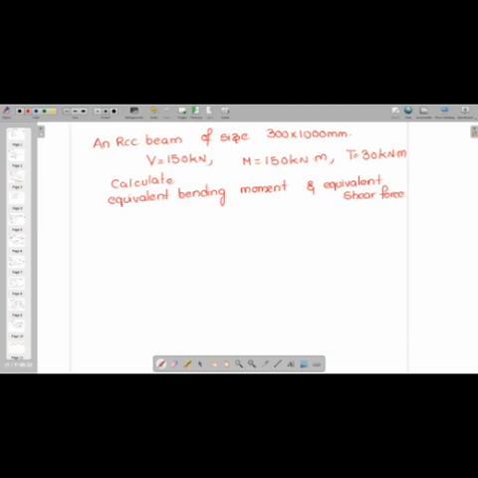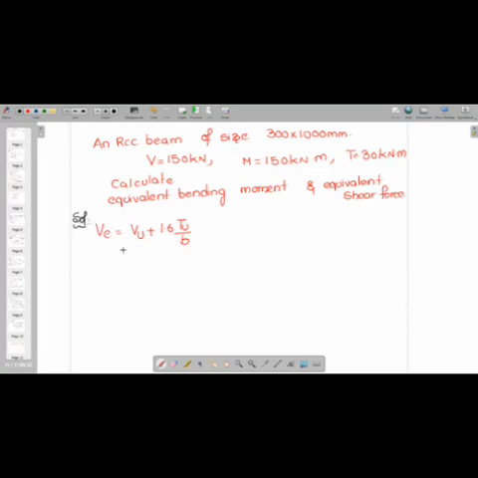Done, sir? Okay, students will see the answer. Here the equivalent shear is equal to what, sir? Ve = Vu + 1.6 Tu/b. This is nothing but the equivalent shear.